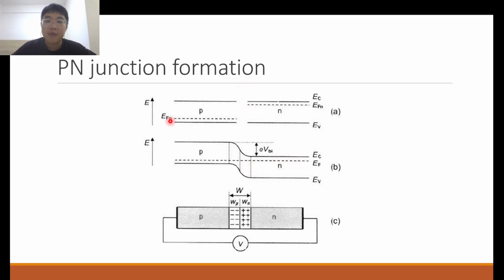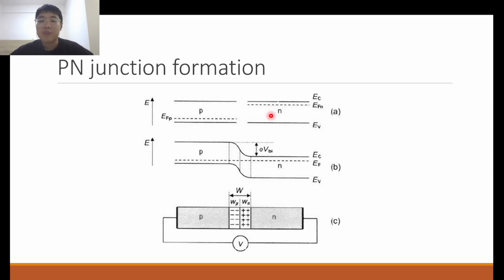And so we can draw this by considering the band diagram of the P and N type materials as separate, and their Fermi levels are over here. For the P material, the Fermi level is always below the middle, because remember we introduced additional states by adding the dopant atoms, and that alters the Fermi level in the material. Whereas for the N material, the Fermi level is above the middle.